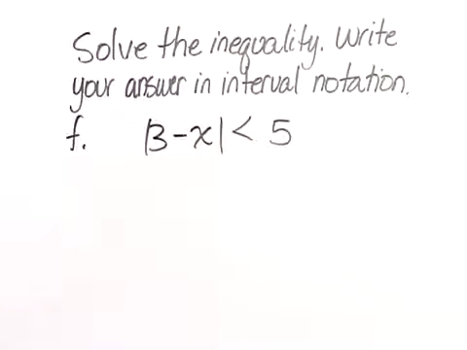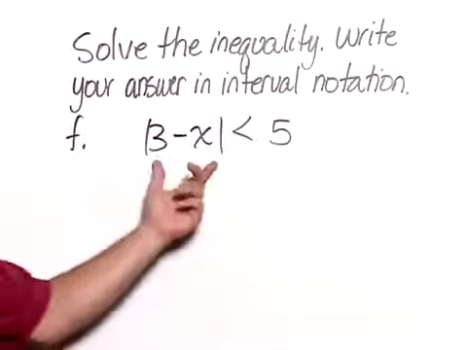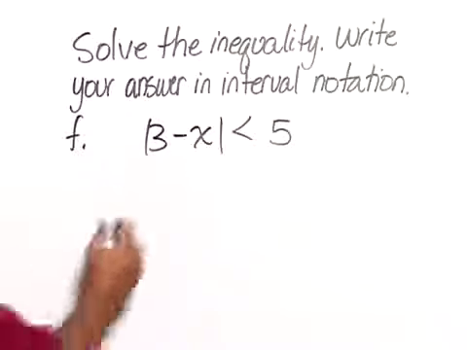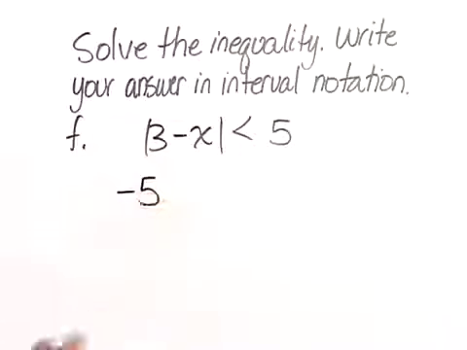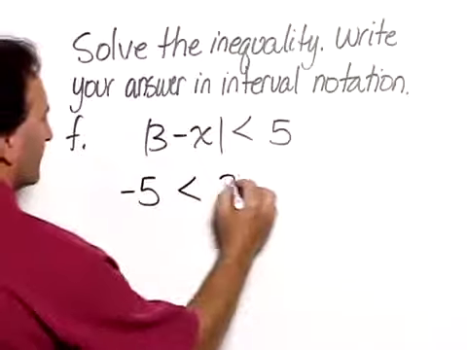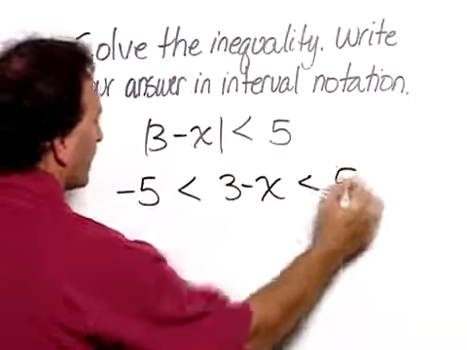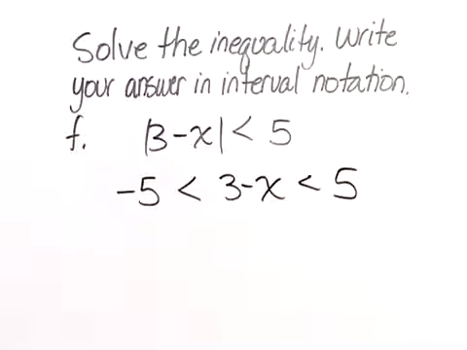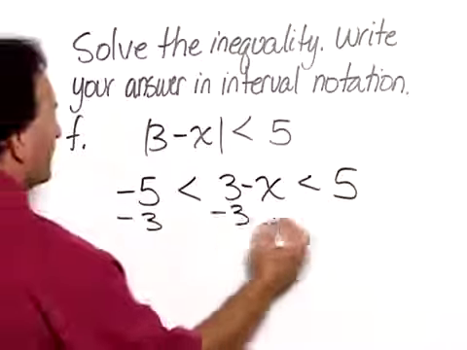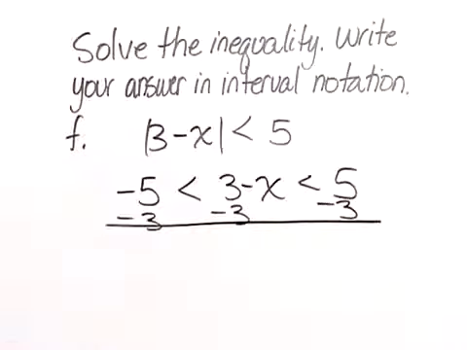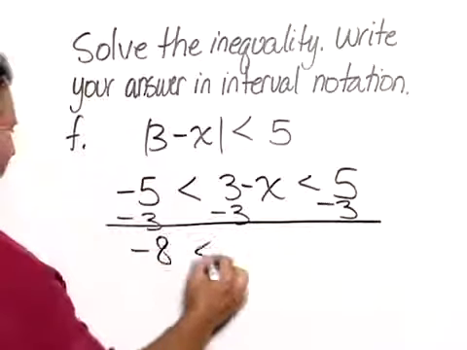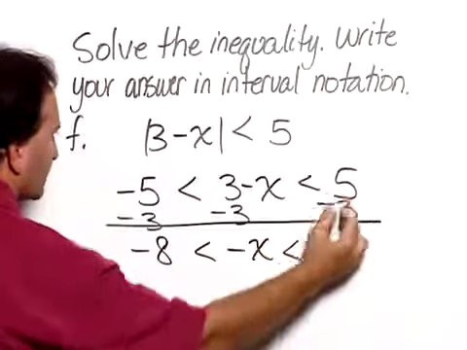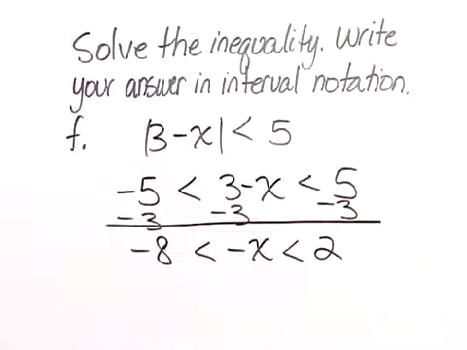For part F, we have the absolute value of the quantity 3 minus x is less than 5. Recall that when we have an expression that's an absolute value less than a number, the way we solve that is we have negative the number is less than the expression, which is less than the positive number. And now we solve all three parts simultaneously. That means we need to subtract 3 from each part. Negative 5 minus 3 is negative 8. That's less than negative x, which is less than 5 minus 3, which is 2.